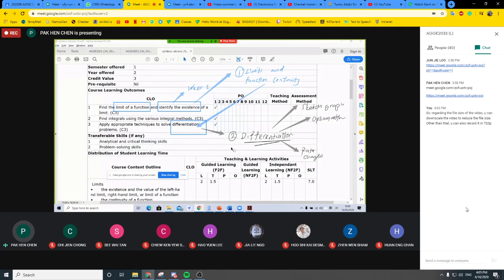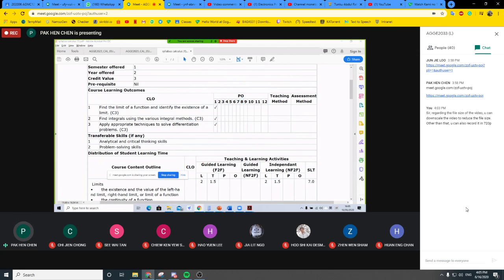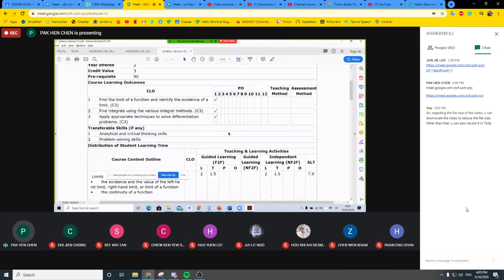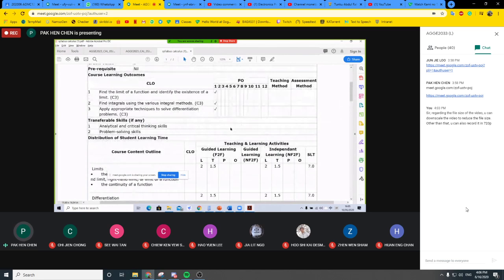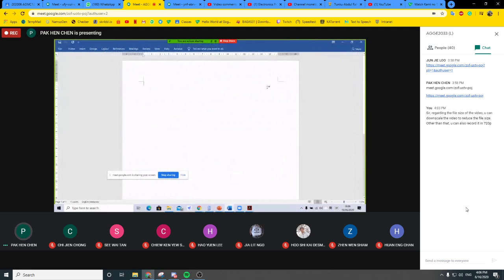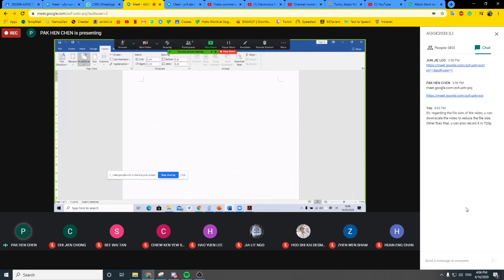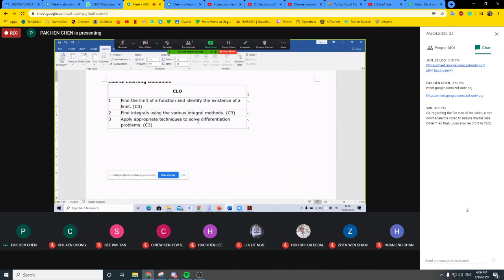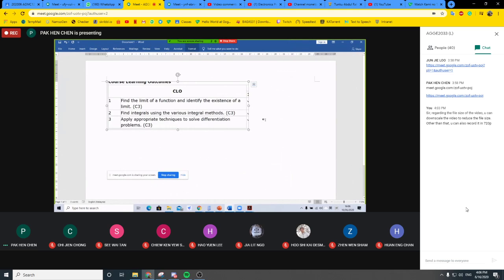And lastly, we'll also learn some integration, the third part, which is meant to find the area and also the volume. That will be our three learning outcomes. So for each week, maybe I copy this to the notes. We have three learning outcomes.